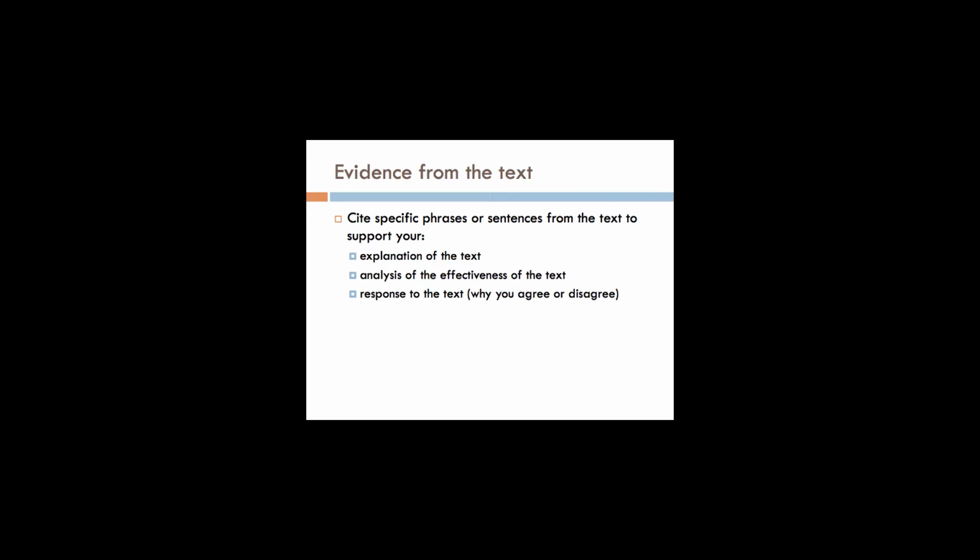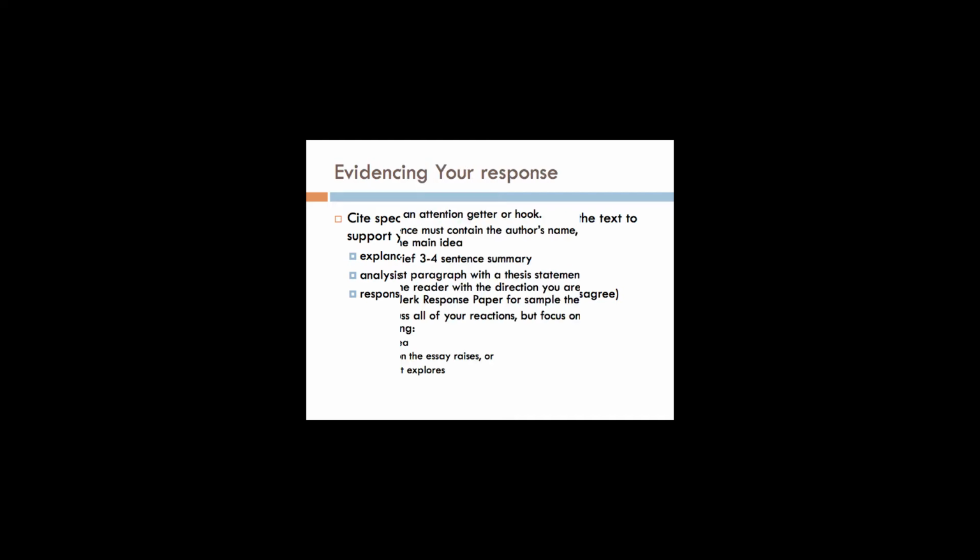When citing evidence from the text, you're going to be writing about some specific phrases or sentences from the text. Remember, don't just put in a quote, but make sure you explain the quote. Analyze the effectiveness of the text. Did what the author say help his argument or not? And again, respond to that particular piece of text. Do you agree or disagree?